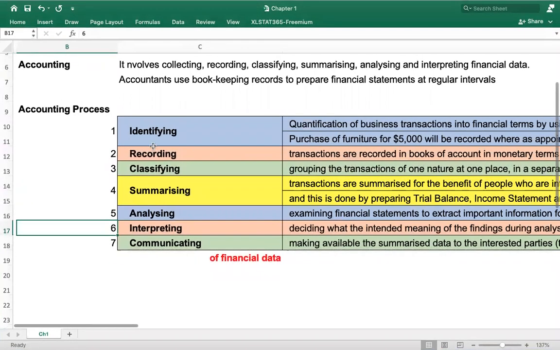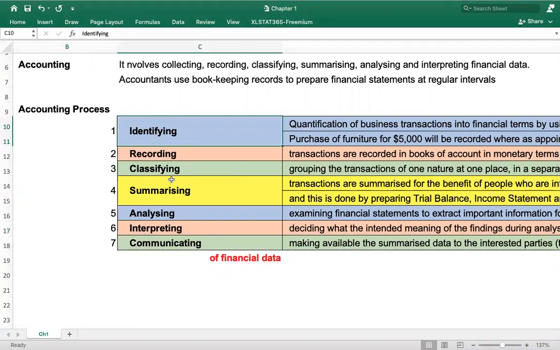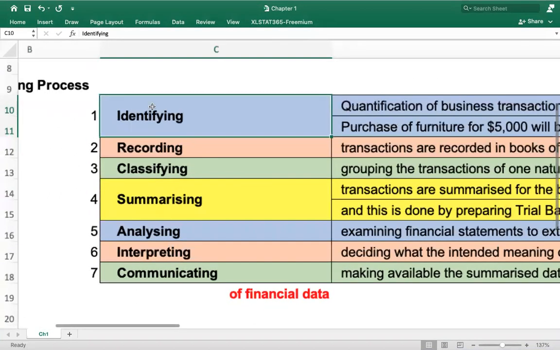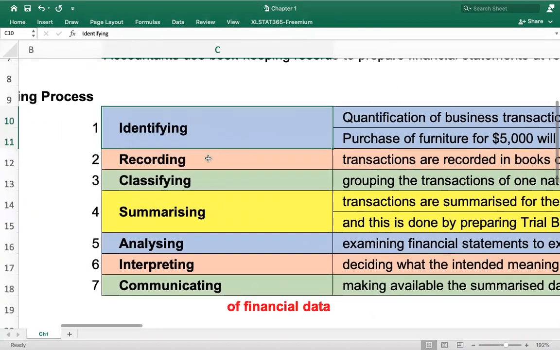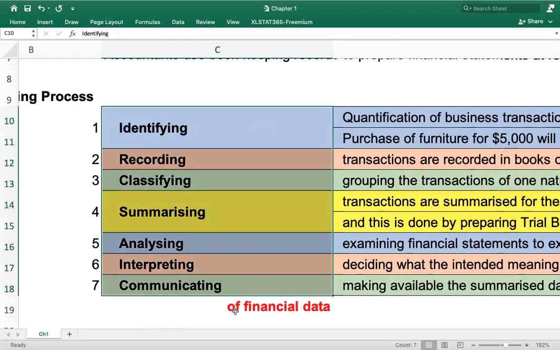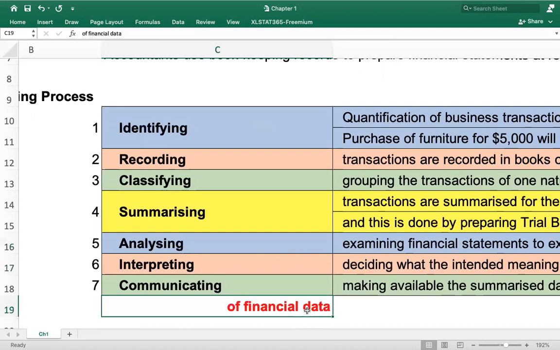So what is the first step in accounting? Identifying. Second step is recording. Third one is classifying. Fourth one is summarizing. Fifth one is analyzing. Sixth one is interpreting. And the seventh one is communicating. And all these steps we will do with regard to financial data.